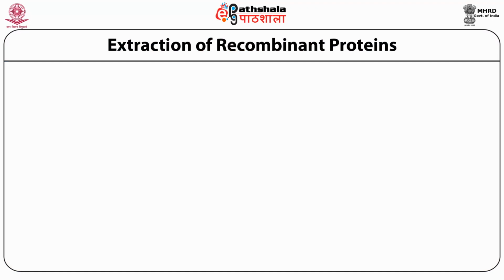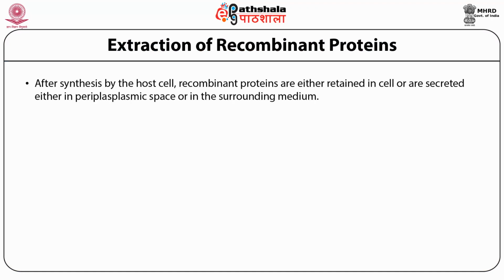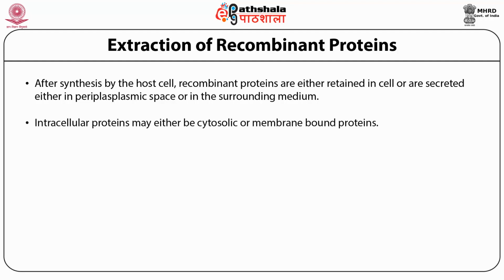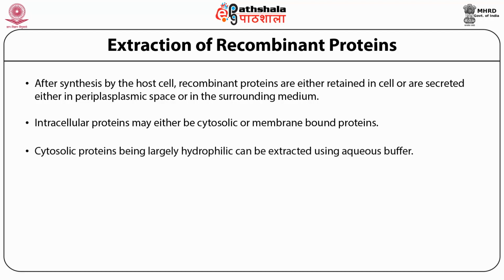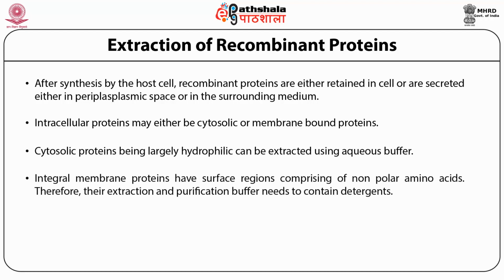Once the recombinant protein has been synthesized by the host cell, the protein may either be retained within the cell, that means it could be an intracellular protein, or it may be secreted out into the periplasmic space or the surrounding medium. Intracellular proteins may either be cytosolic or membrane bound. Cytosolic proteins, which are largely hydrophilic, may be extracted using aqueous buffer, while extraction and purification of membranous proteins requires suitable detergents for solubilization of the plasma membrane.